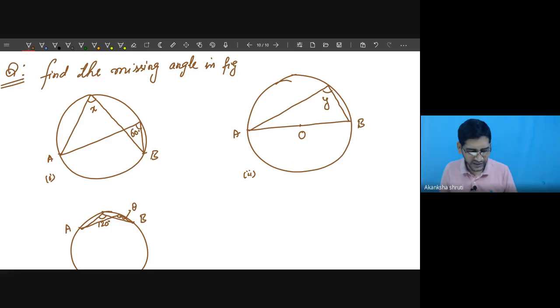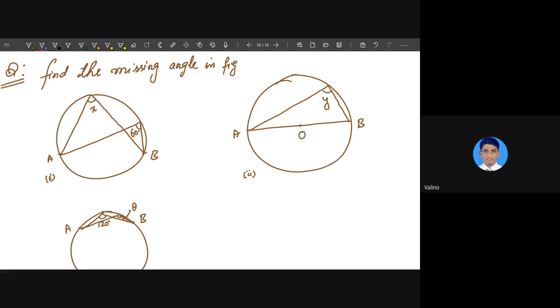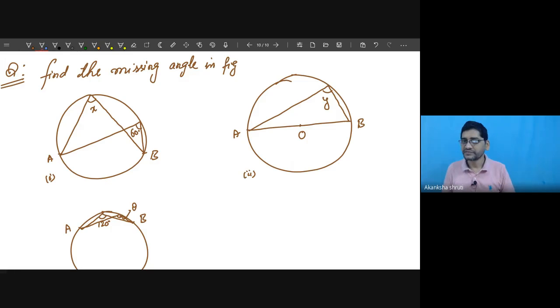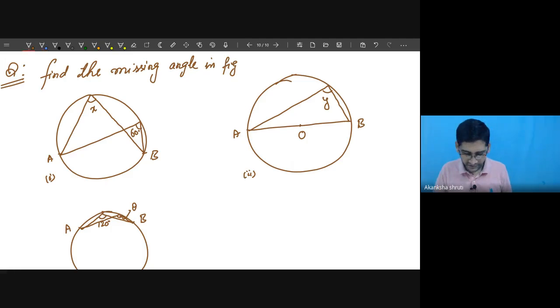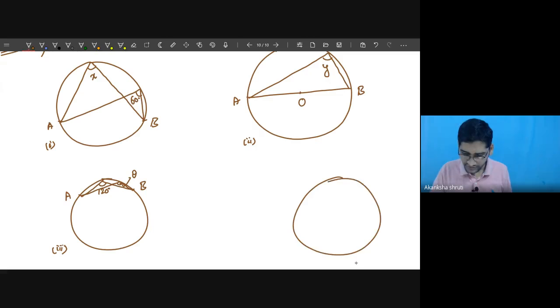Can anyone tell me quickly? 120. Yes. What is the value of X? 120 degree. Okay, some of you are saying 120 degree. Let me draw one more figure for that.